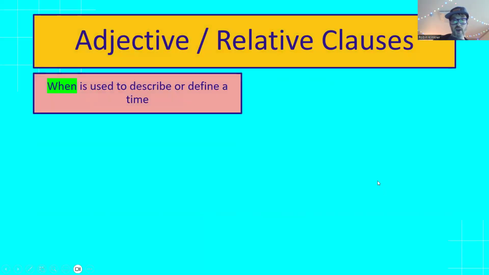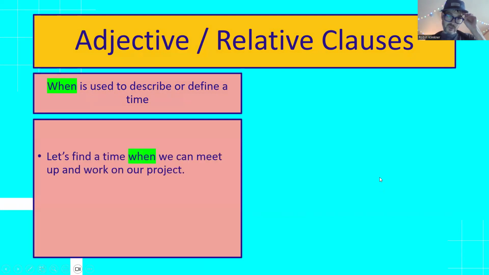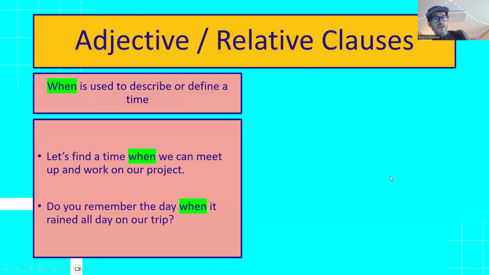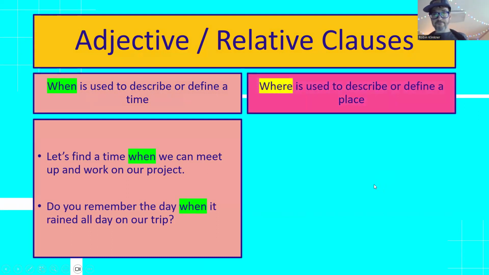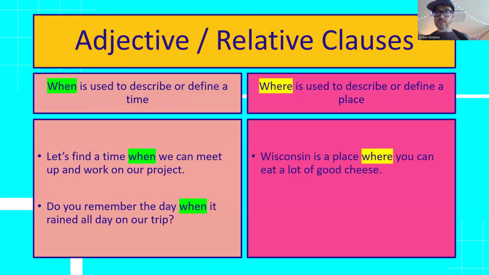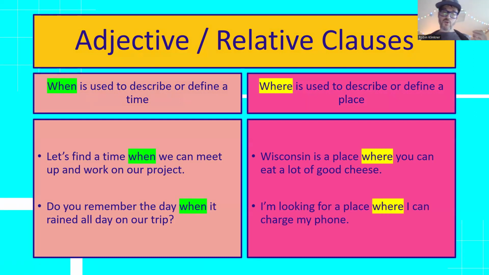When is used to describe or define a time. Let's find a time. What time? When we can meet up and work on our project 3. Do you remember the day? What day? When it rained all day on our trip. So when refers to times. Where? Of course, places. Wisconsin is the place where you can eat a lot of good cheese. I'm looking for a place where I can charge my phone.